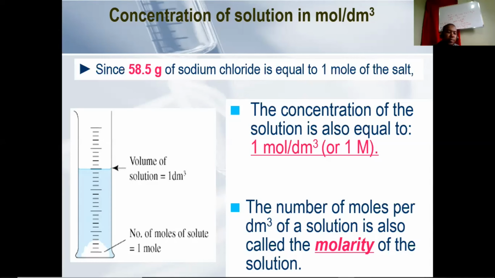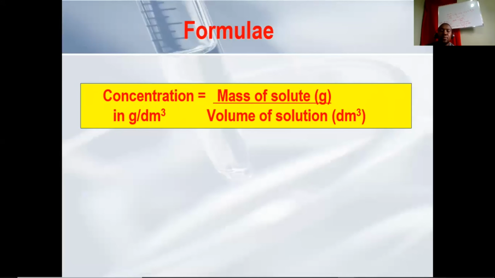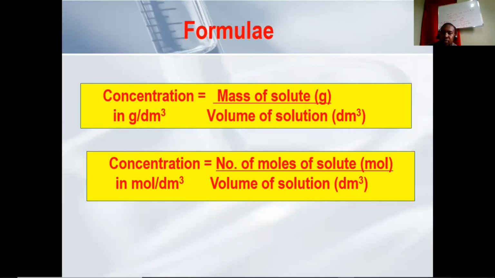So the number of moles per dm cube of a solution is also known by the term molarity. So once it's the mole per dm cube concentration, we can replace concentration there with molarity. So therefore, our equations now will be the concentration. If we're given the mass of the solute, it is the mass of the solute divided by the volume of your solution. Right? If we're given the mole of your solute, then it is the mole of solute divided by the volume of the solution.